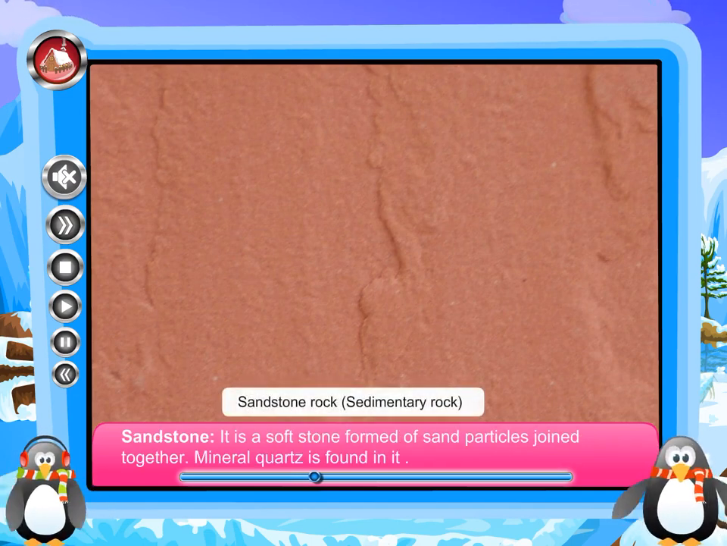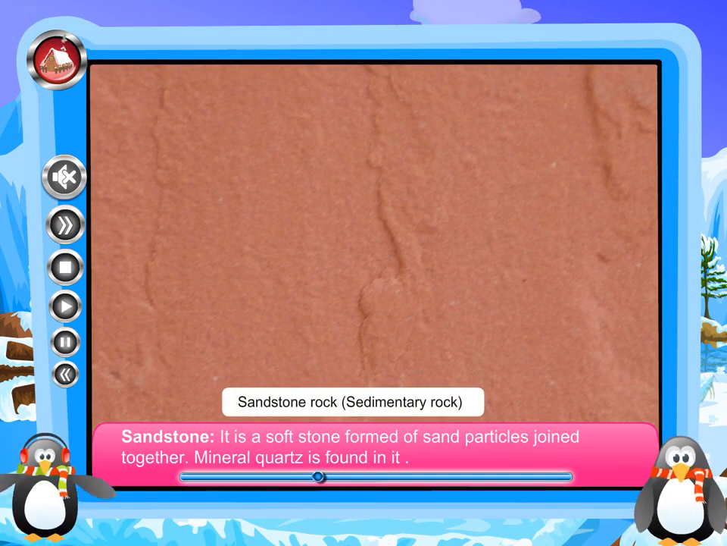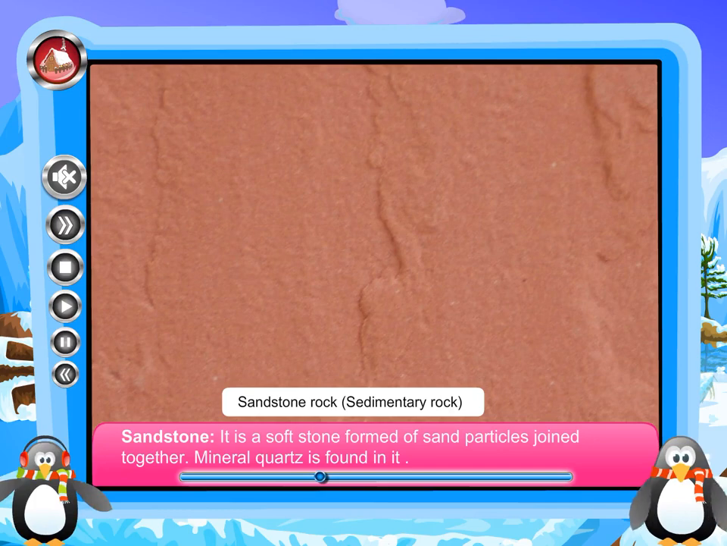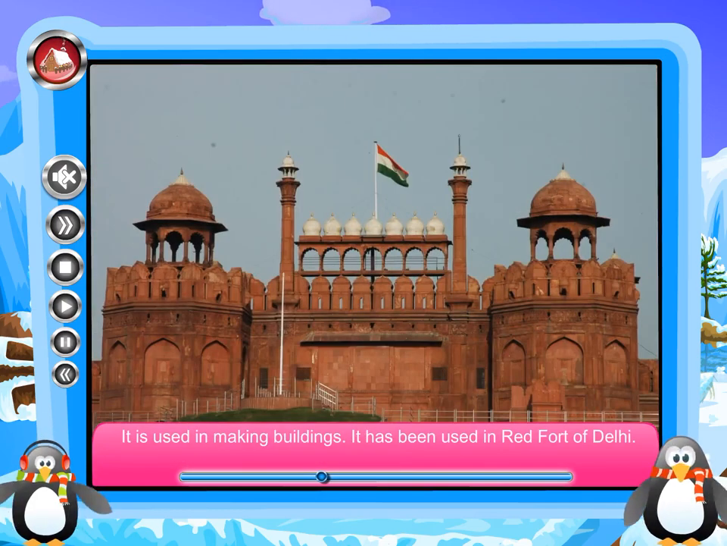Sandstone. It is a soft stone formed of sand particles joined together. Mineral quartz is found in it. It is used in making buildings. It has been used in Red Fort of Delhi.